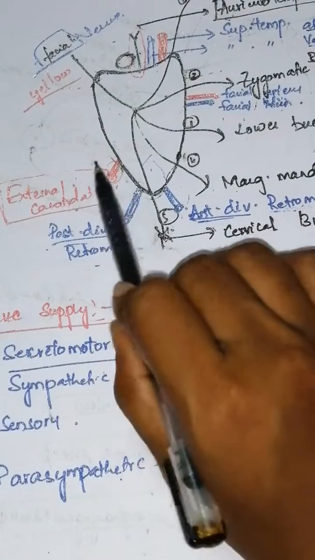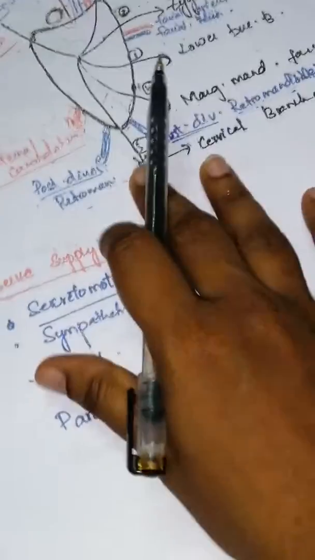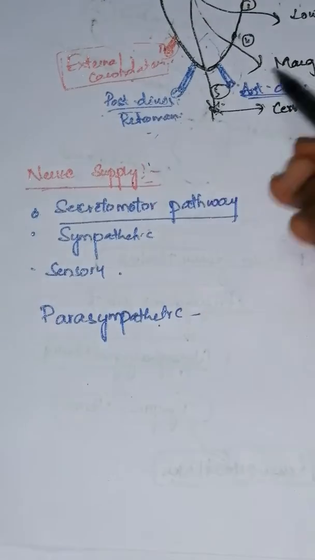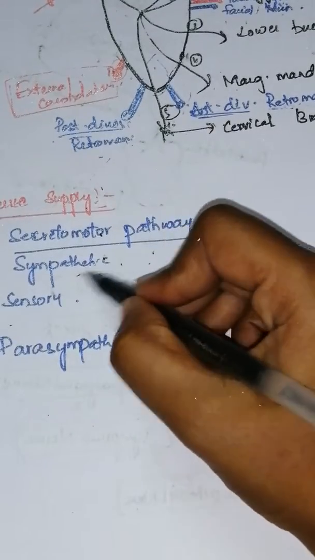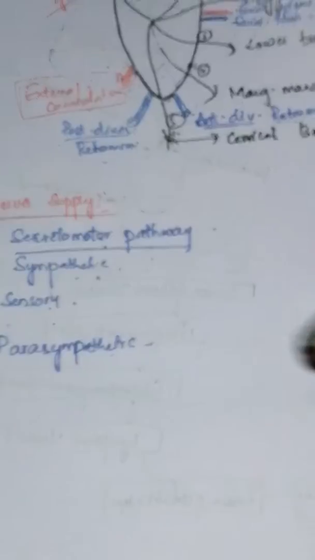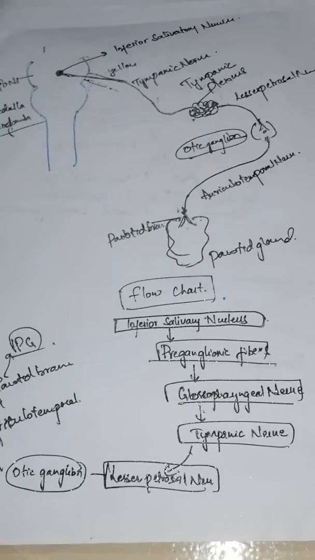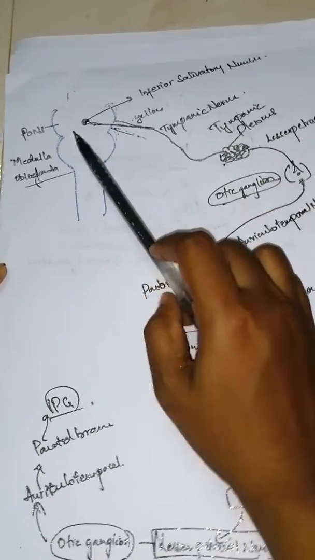The external carotid artery is the main artery which is piercing this parotid gland. Coming to the nerve supply, there are 3 pathways here: parasympathetic, sympathetic and sensory pathways. The parasympathetic pathway is very important for the discussion. It can even be given as a 4 marks question, the parasympathetic pathway of the parotid gland. So you need to draw a diagram here.